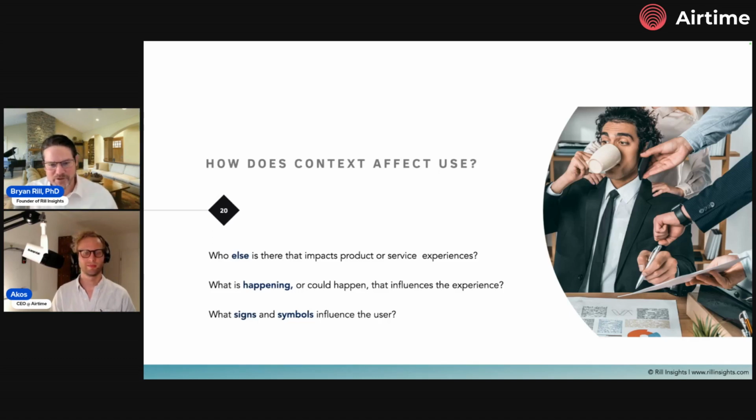There's lots of examples of children's toys that seem fun, and then nobody thought through what could happen, and those toys end up getting recalled because they hurt someone. Also, think about what signs and symbols influence the user.